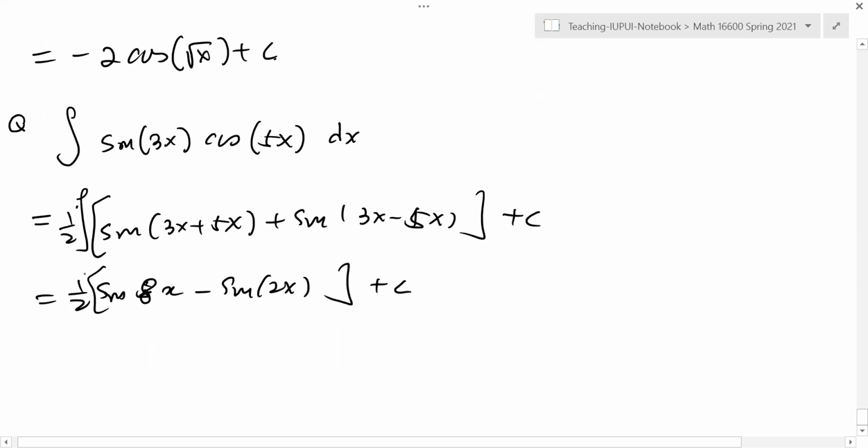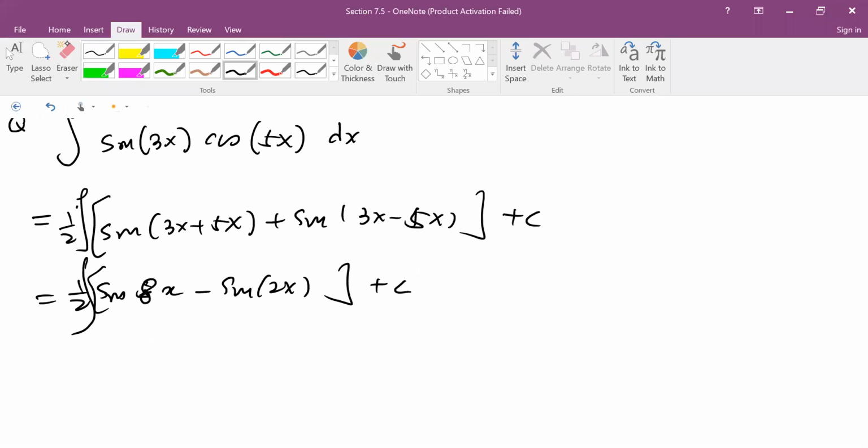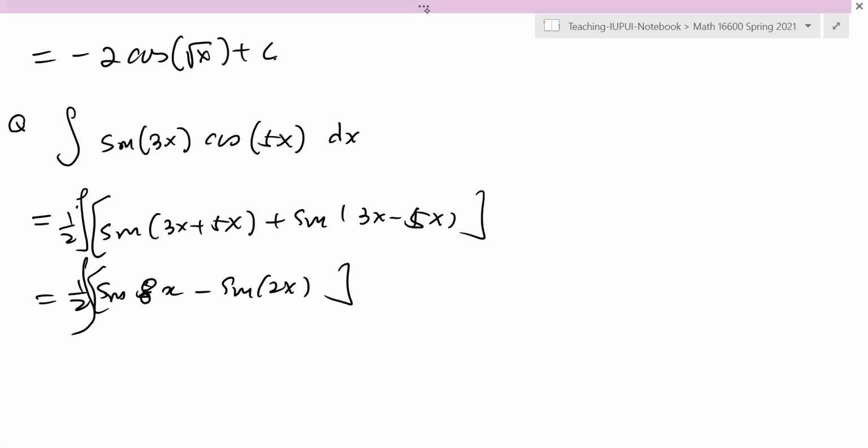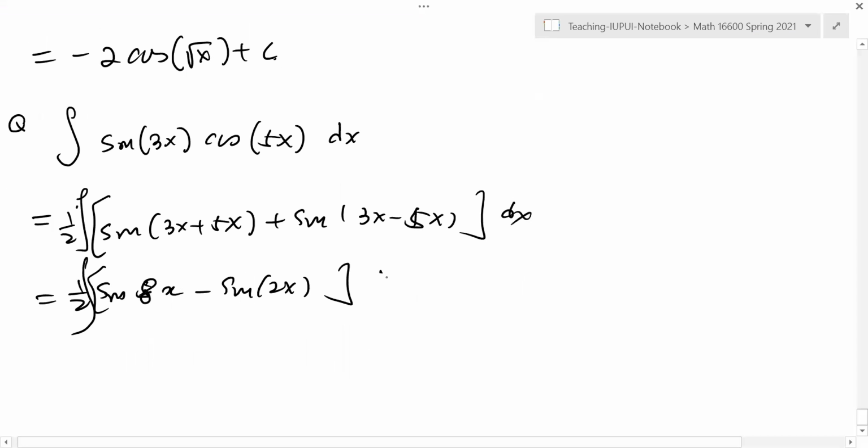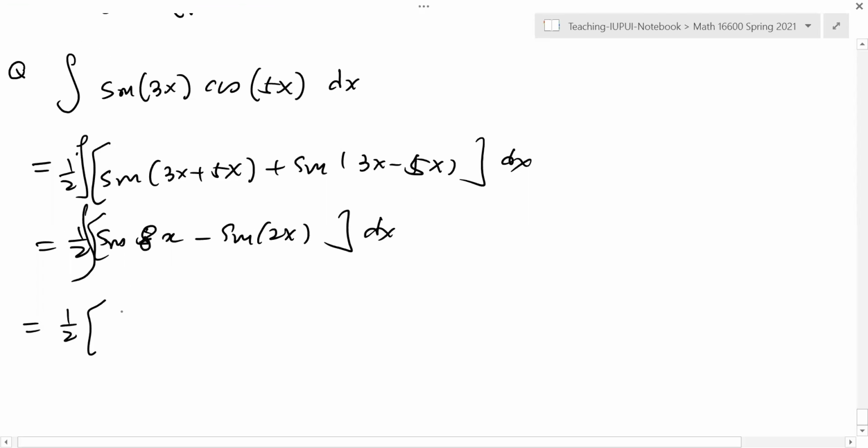I should put the integral symbol here. It's too late to put the constant here. So it's dx. All right. So then the antiderivative of sine 8x is negative cosine 8x divided by 8, and this will be positive cosine 2x divided by 2. Right? This will be the antiderivative function.